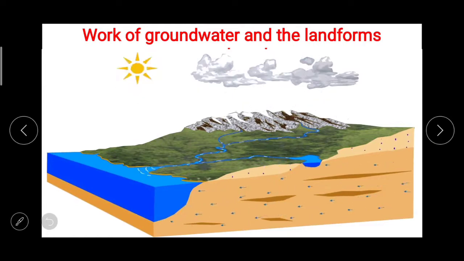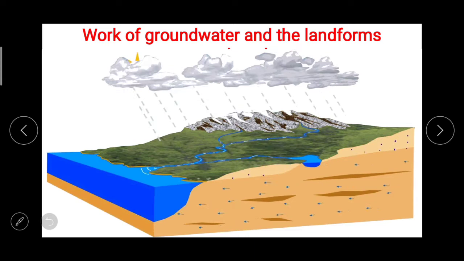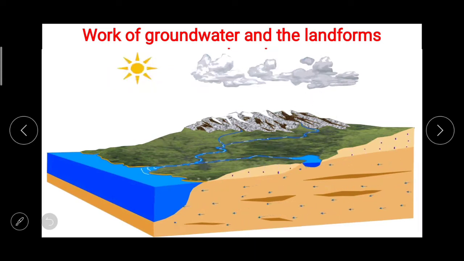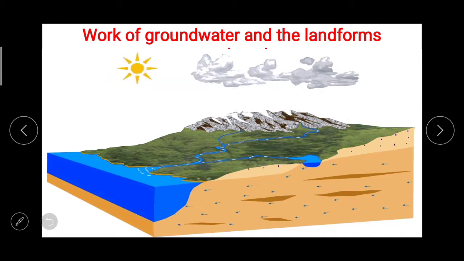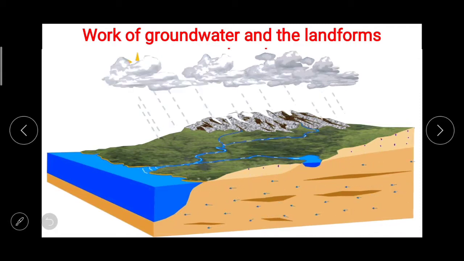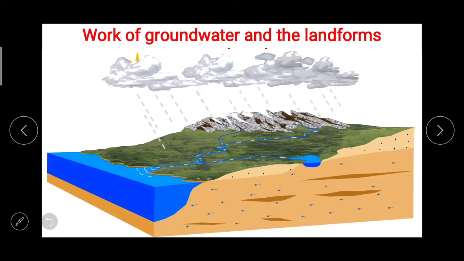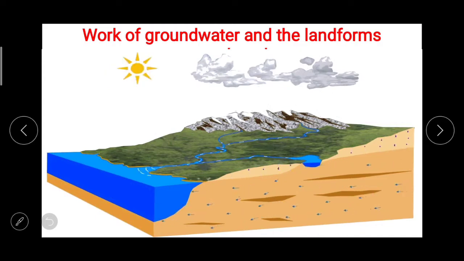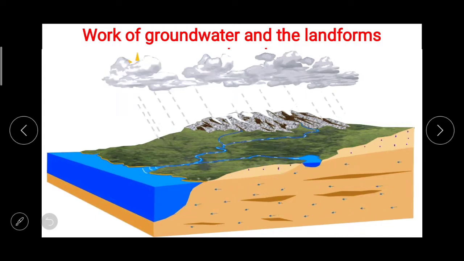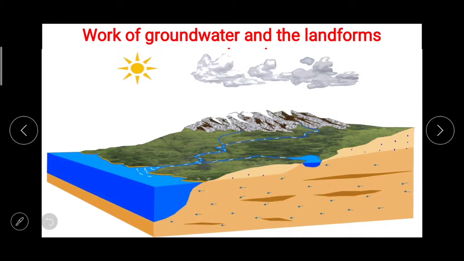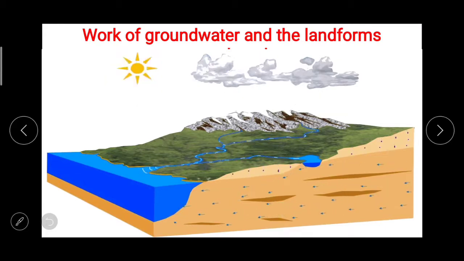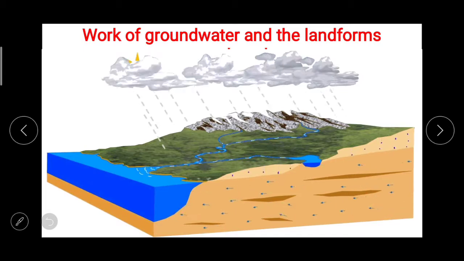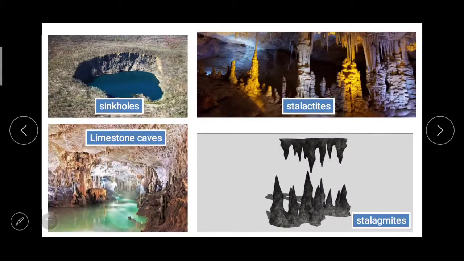When the groundwater evaporates, or the volume of the soluble minerals is more than the solubility of the groundwater, the deposition of dissolved material starts, and landforms like sinkholes, limestone caves, stalactites and stalagmites are formed. Here now again you can see.